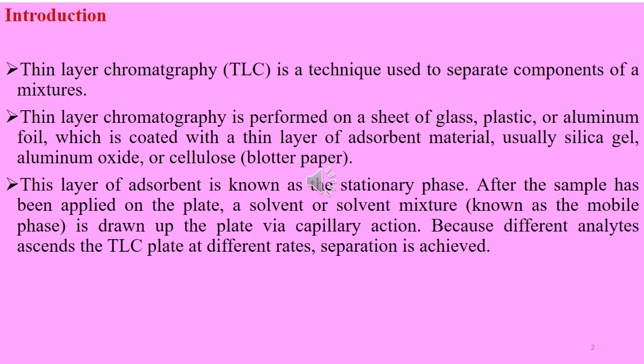This thin layer chromatography can be performed on a sheet of glass, plastic or aluminum foil, which is coated with a thin layer of adsorbent material. This adsorbent material may be silica gel, aluminum oxide or cellulose. This adsorbent material, which is also known as the stationary phase, after the application of the sample on the plate, a solvent or a solvent mixture, which is known as the mobile phase, is drawn up the plate through capillary action, because different analytes ascend the TLC plate at different rates and the separation is achieved.